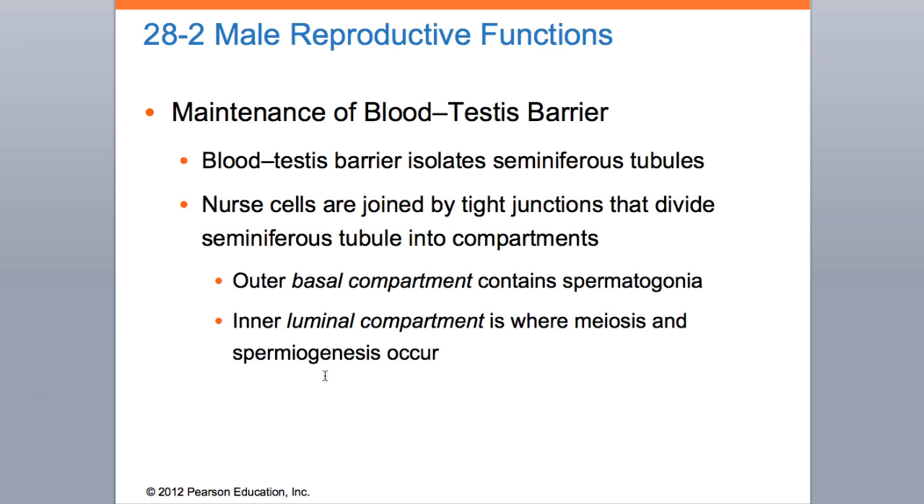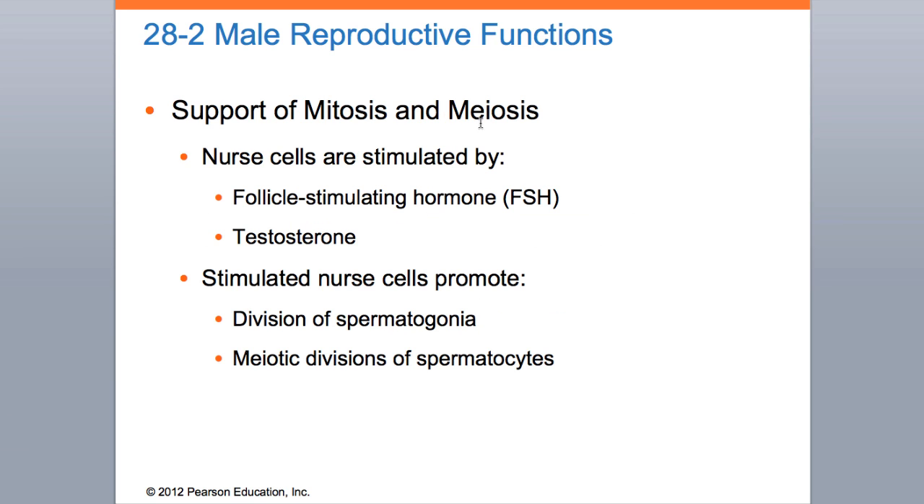Okay. We've already talked about the blood-testes barrier, so we'll move on from there. Now, here's the other thing that goes on. Nurse cells are stimulated by FSH and testosterone. Now, are you noticing a storyline here from chapter 18? So FSH and testosterone will stimulate nurse cells.